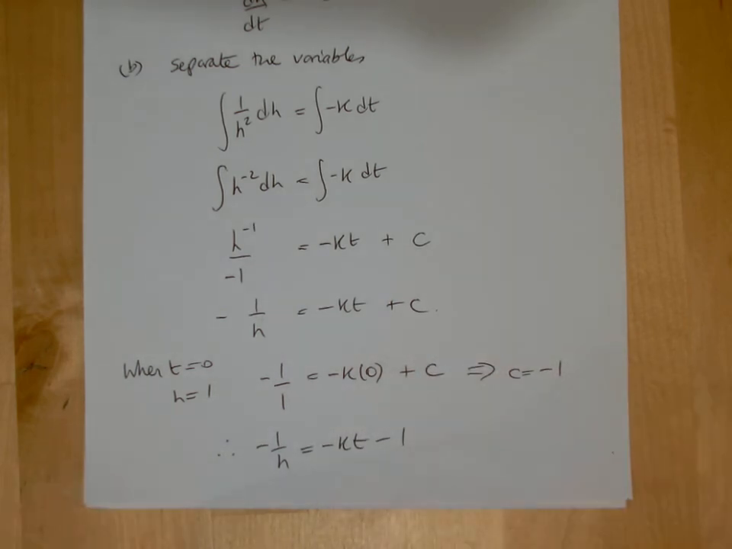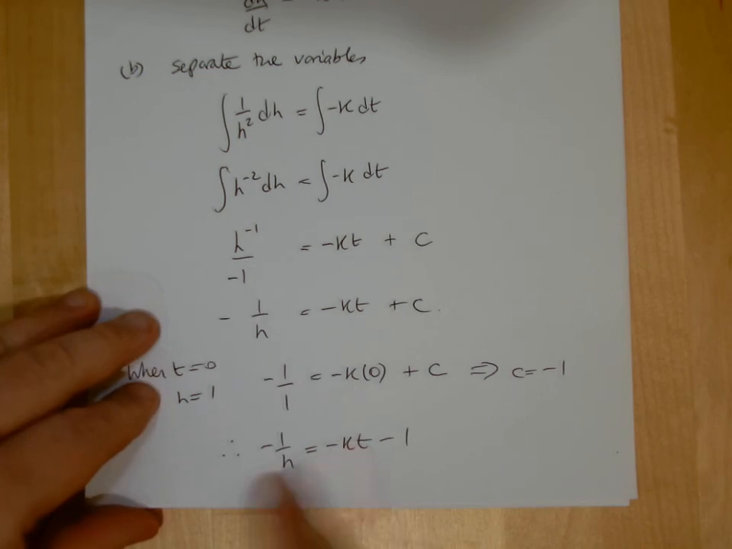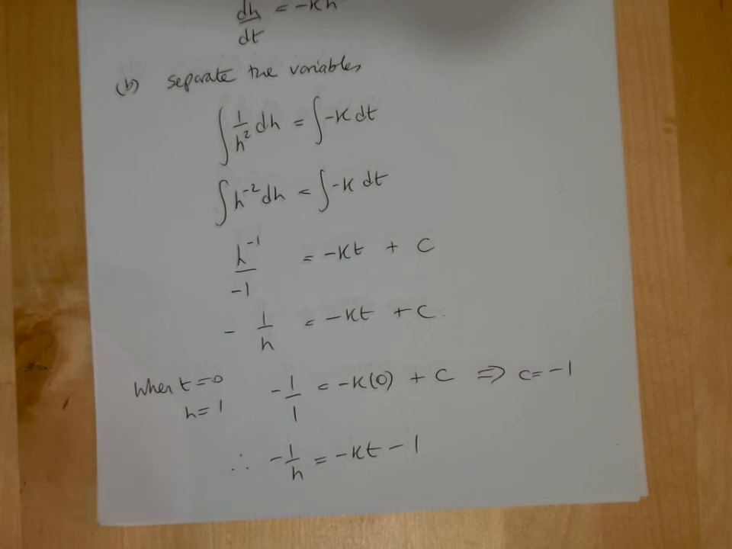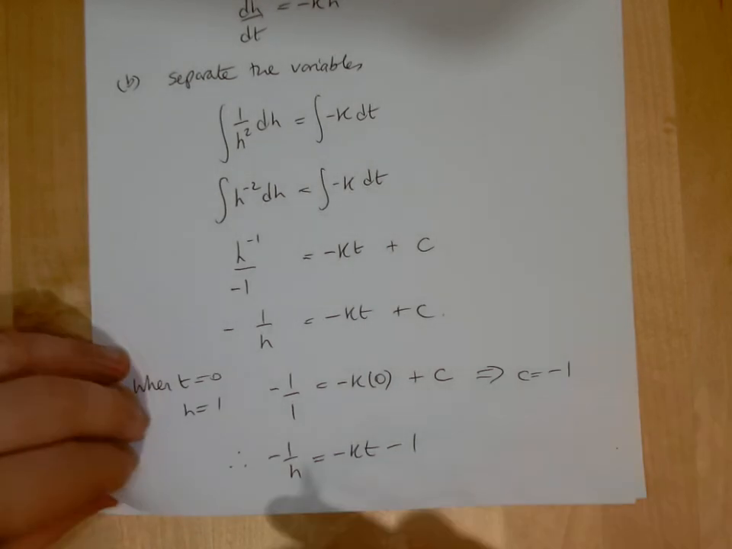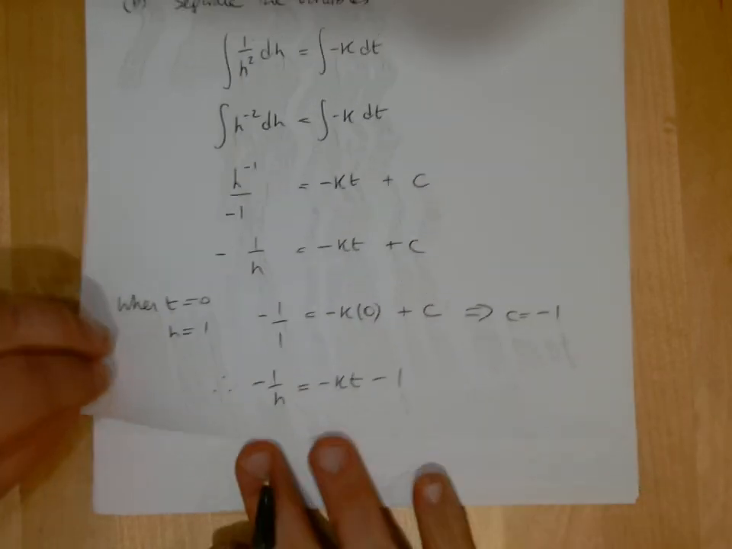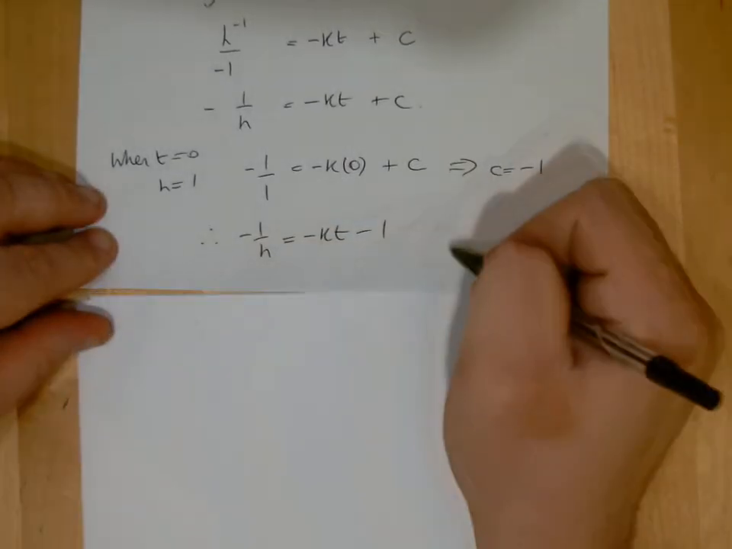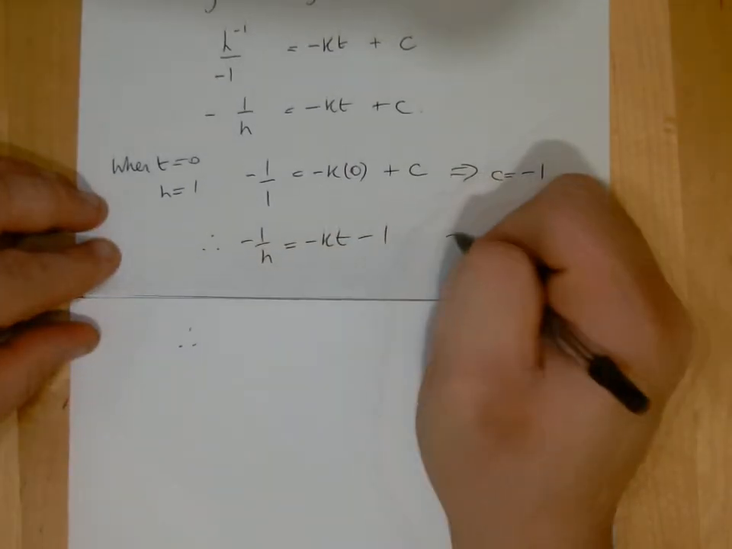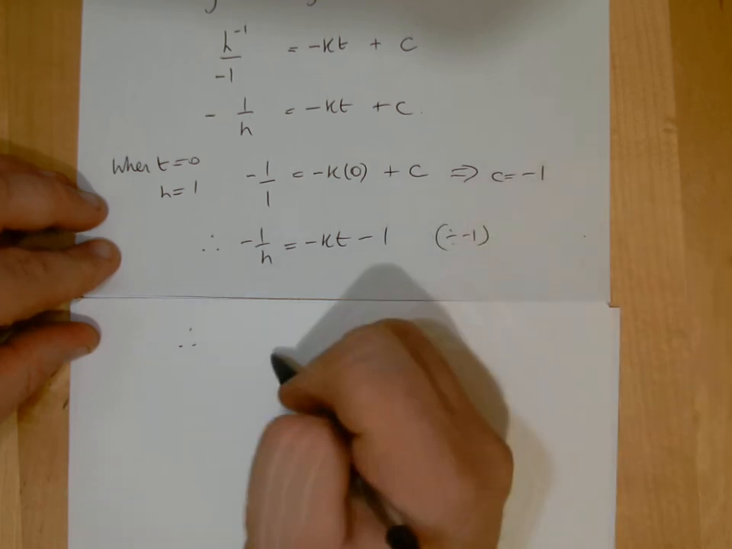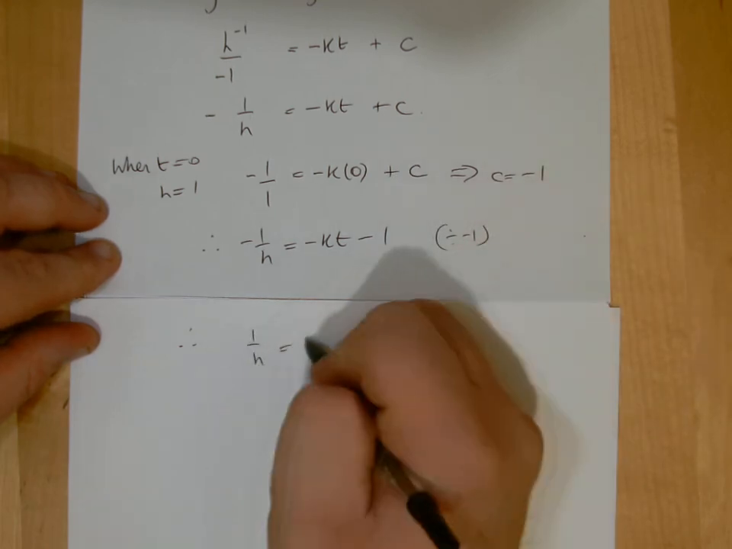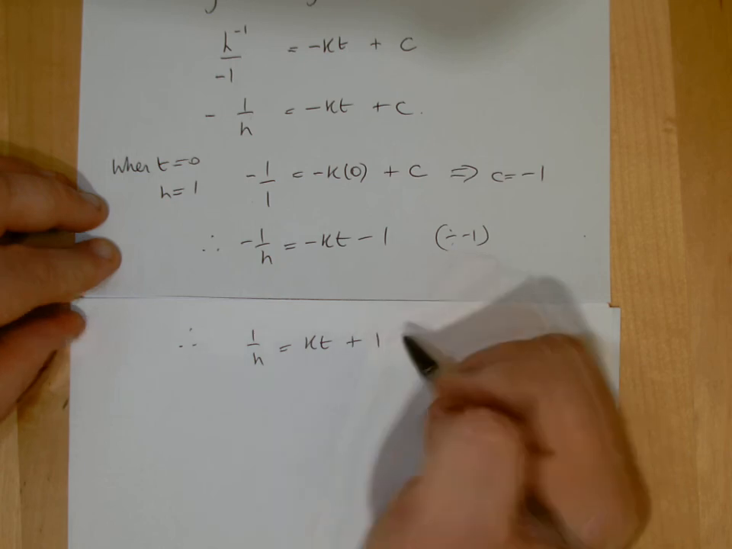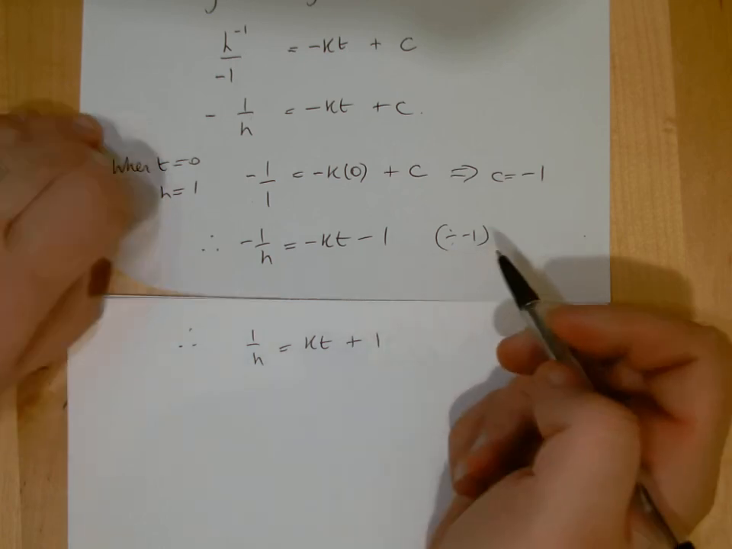Now when you see this here, I'm sure you'll look at this and think the same as I'm tempted to do: let's just make everything positive, okay? We're allowed to do that because you're doing the same thing to everything in the equation. So change the signs, divide through by minus 1, if you want to write it like that. So you have 1 over h equals kt plus 1.